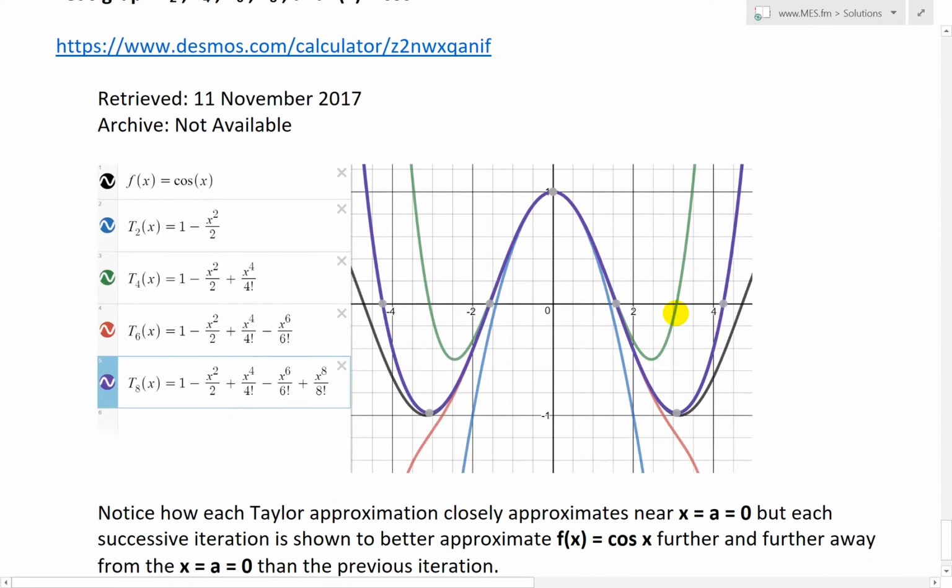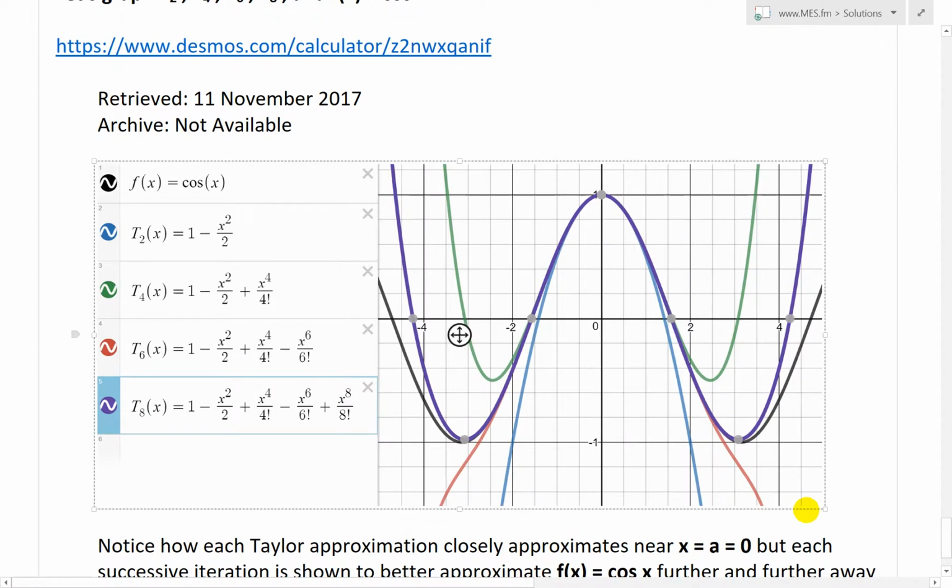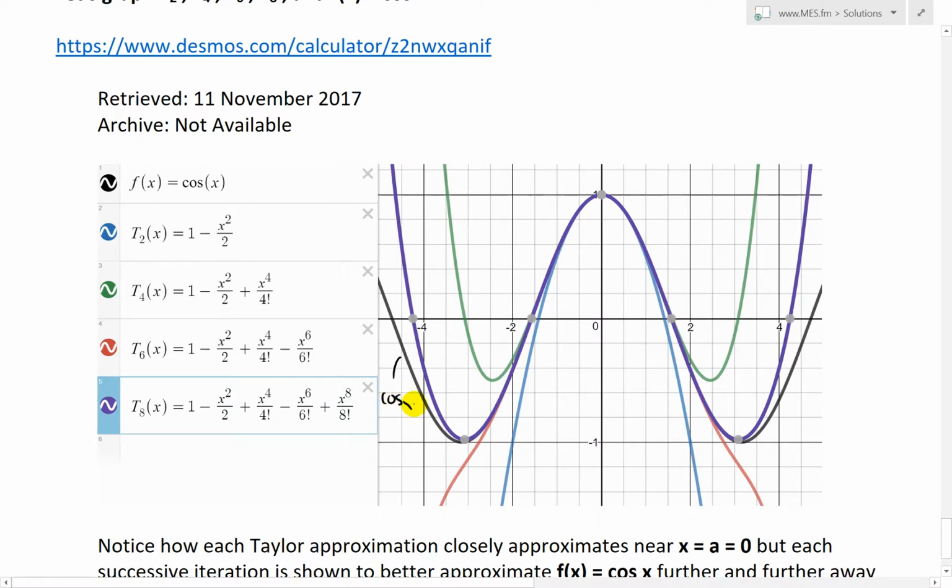So here I've done that using the Desmos graphing calculator. The black one is the f of x, that's our cos of x, and here it is centered at x equals 0. So this is our a equals 0. Notice the approximations. They're all close over here, but as you get further and further away, this purple one is T8, so I'll write T8.